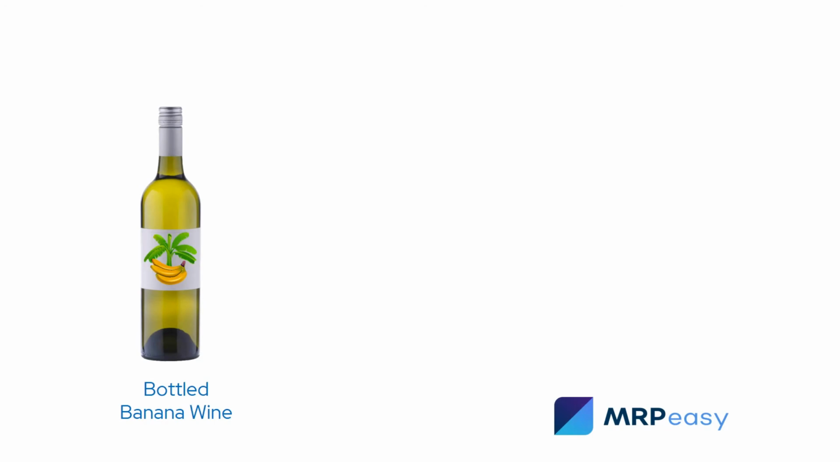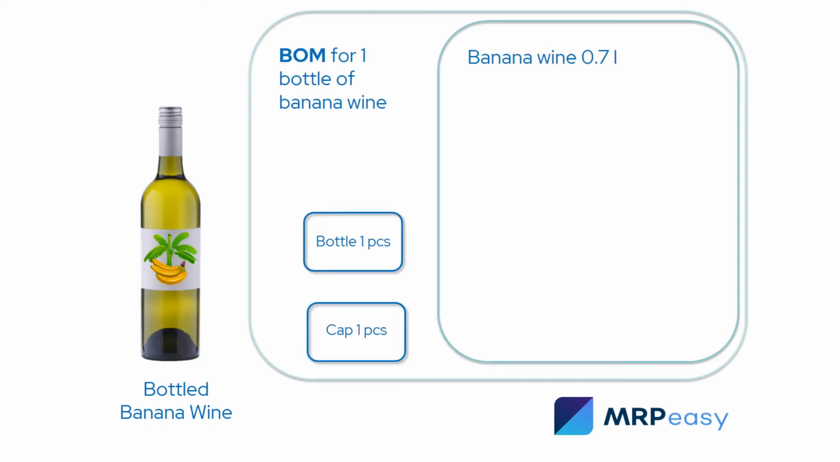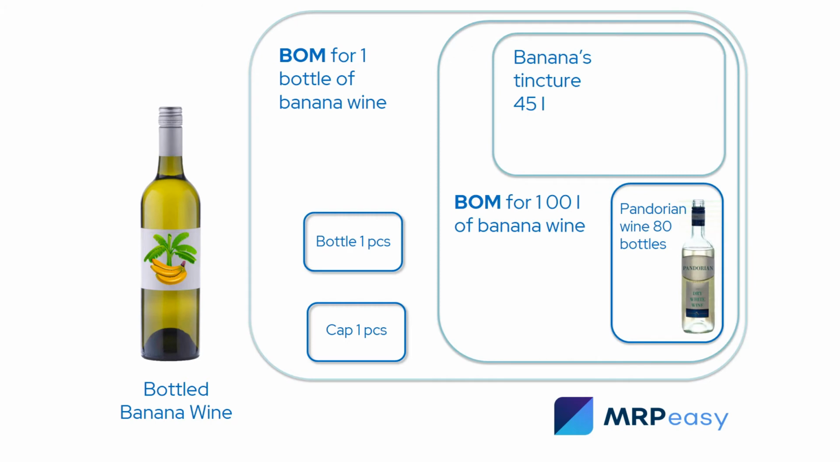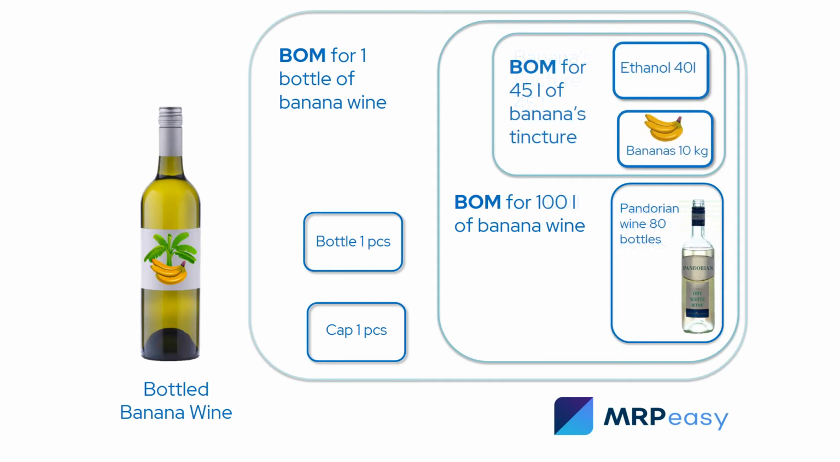Let's assume that we produce bottled banana wine. The bill of materials for it consists of one bottle, one cap, and 7 deciliters of banana wine. To produce a batch of 100 liters of banana wine, we use 80 bottles of Pandorian dry white wine and 45 liters of banana tincture, which we also produce ourselves. The bill of materials for banana tincture includes 10 kilograms of bananas and 40 liters of ethanol.